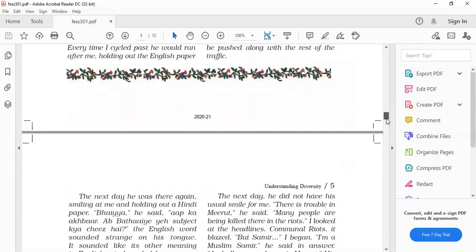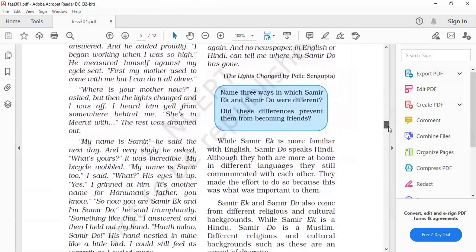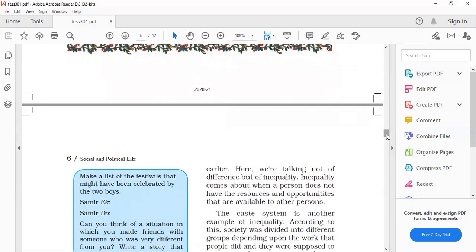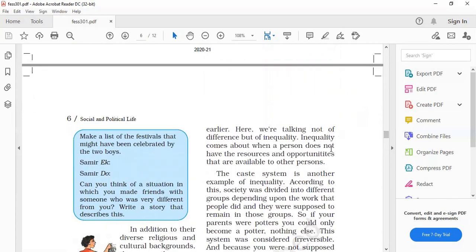Inequality. What is inequality? Here is another concept-based thing, or you can get a definition question like describe inequality. So underline this section: inequality comes about when a person does not have the resources and opportunities that are available to another person. So that is your answer to what do you mean by inequality.